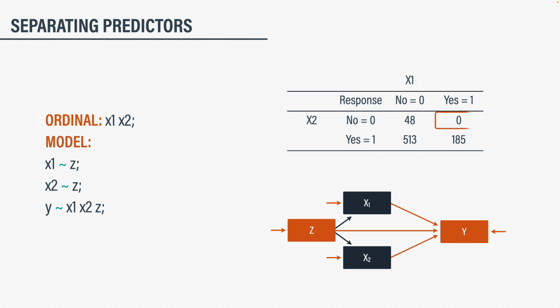The empty cell in the crosstab table forces us to omit the association between x1 and x2 in the supporting models. I do this by specifying a regression equation for each problematic predictor, in this case x1 and x2. The model section now includes two additional regression equations where x1 is regressed on z, as is x2. The important feature of this specification is that x1 and x2 have no residual association after controlling for z. That assumption may not perfectly match reality, but it allows us to include both variables in the analysis.